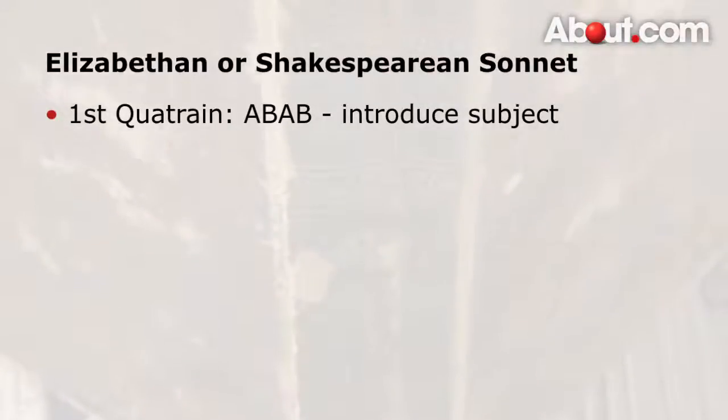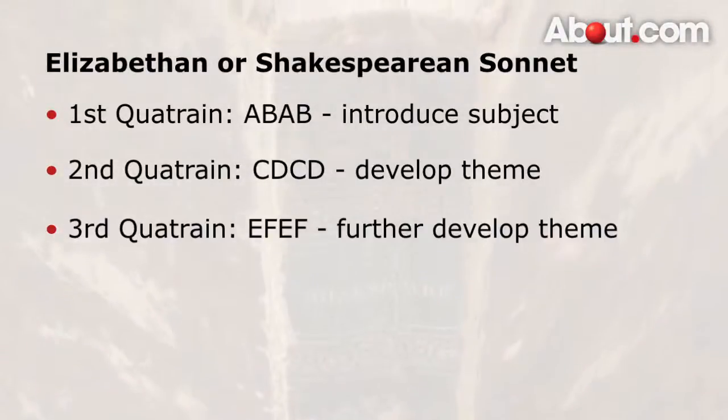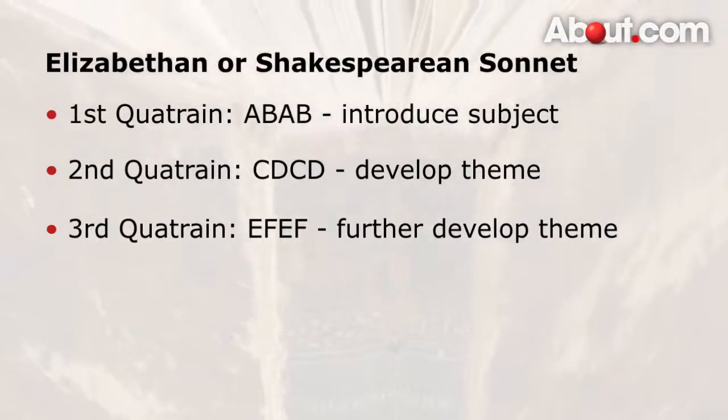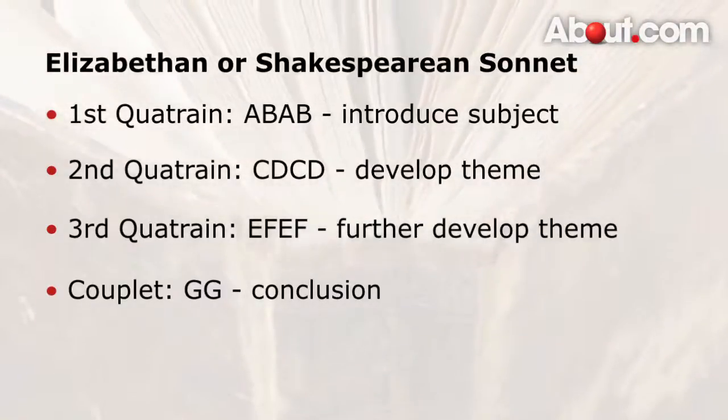The second quatrain's rhyme pattern is C, D, C, D, and here the theme of the poem is developed. The third quatrain's rhyme pattern is E, F, E, F, and here the theme is developed further and completed or rounded off. The couplet's rhyme pattern is G, G, and this is the conclusion of the poem.